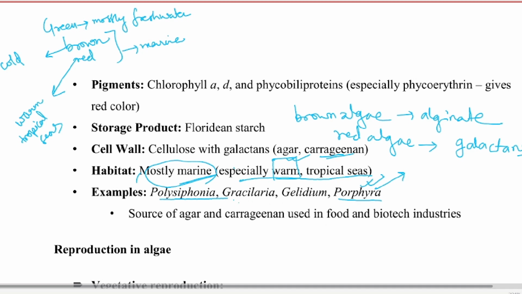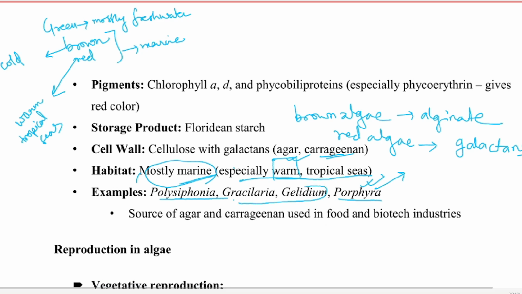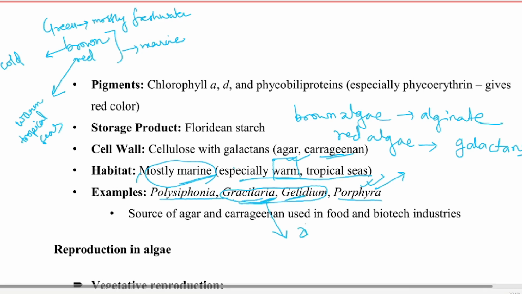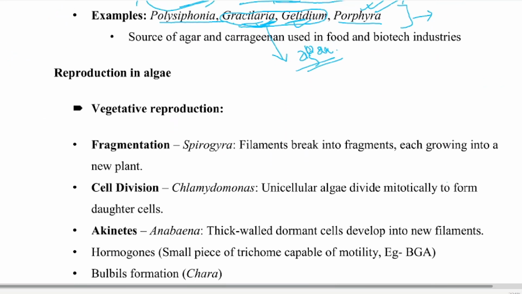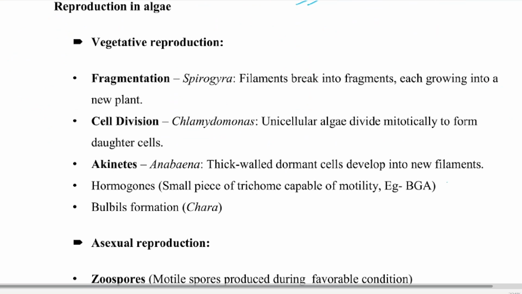And Gracilaria and Gelidium, whose pronunciation differs with different accents, are for the production of agar. So any of these may be in the option. These four examples are of the red algae, Rhodophyceae, the source of agar and carrageenan, which is used in the food and biotech industries.